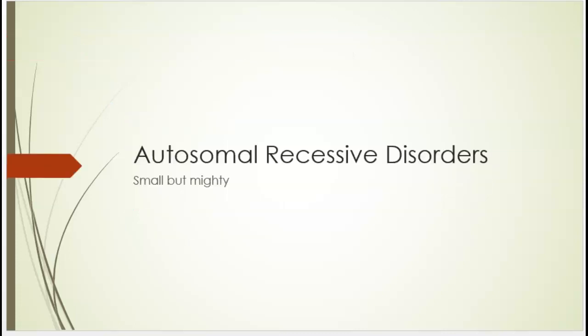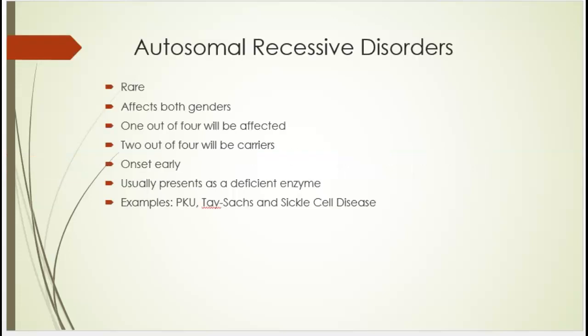Autosomal recessive disorders. So small but mighty. We're going to look at a Punnett square and see how that is put together. This is rare. It can affect both genders. 1 out of 4 will be affected. I'll show you that on the Punnett square. 2 out of 4 can be carriers.